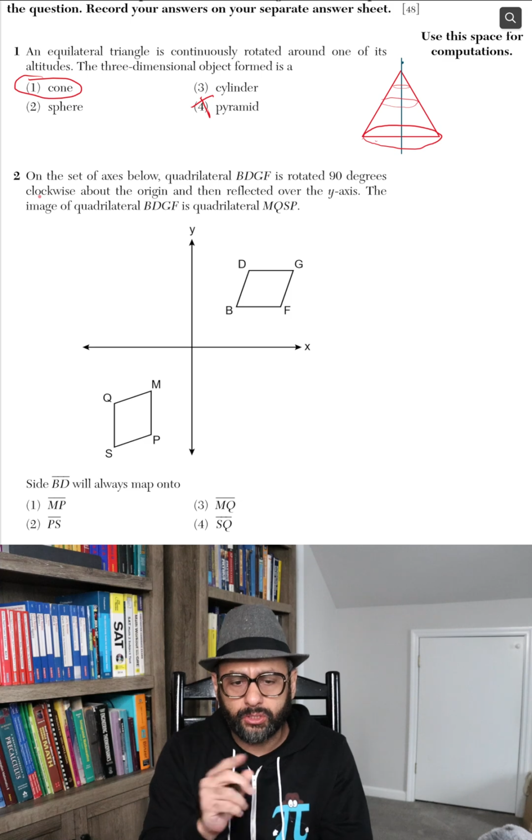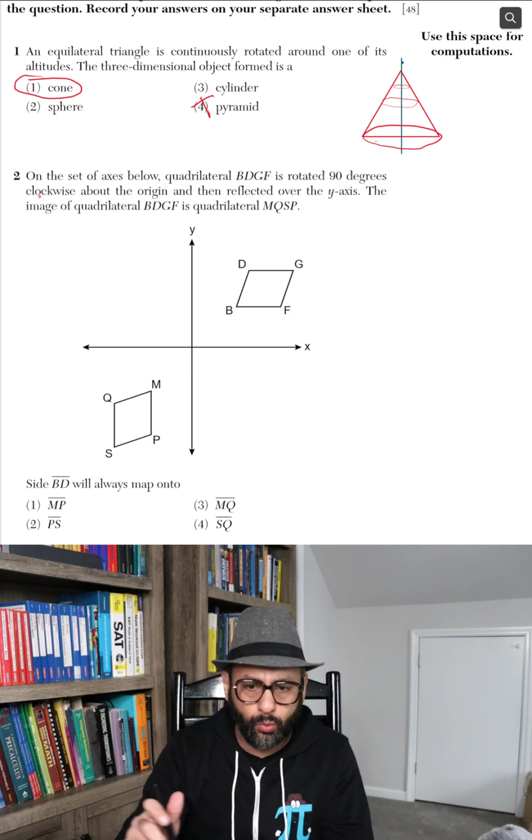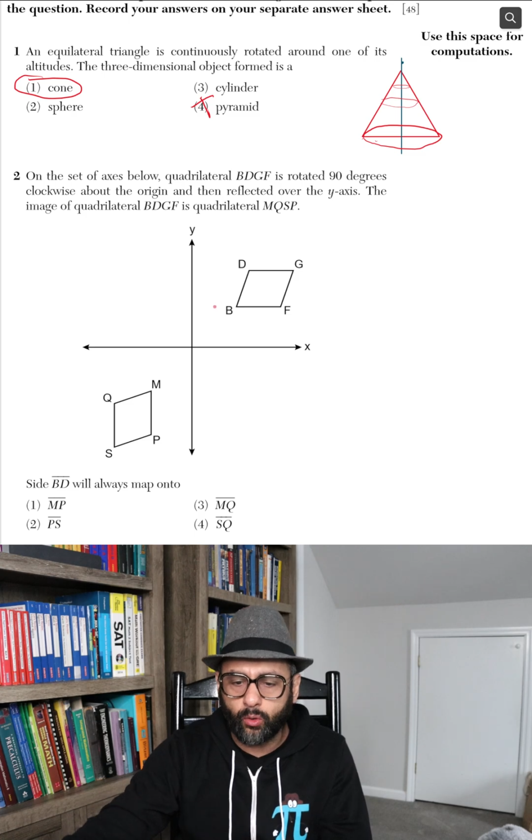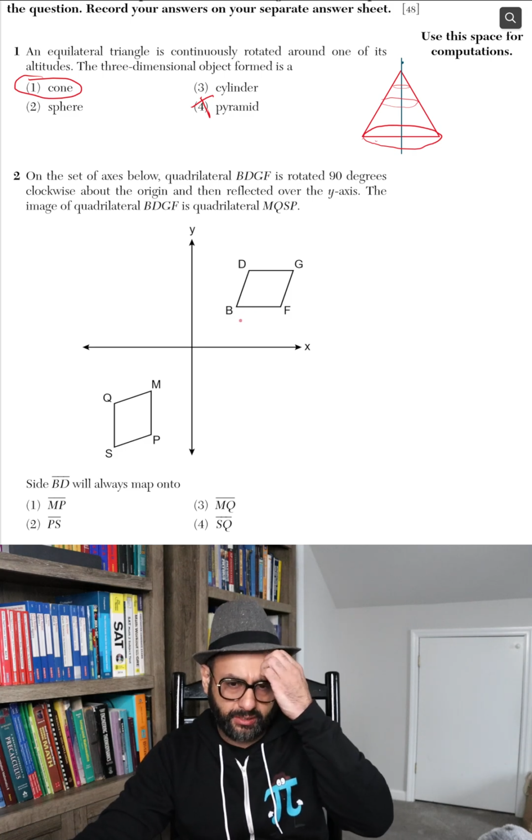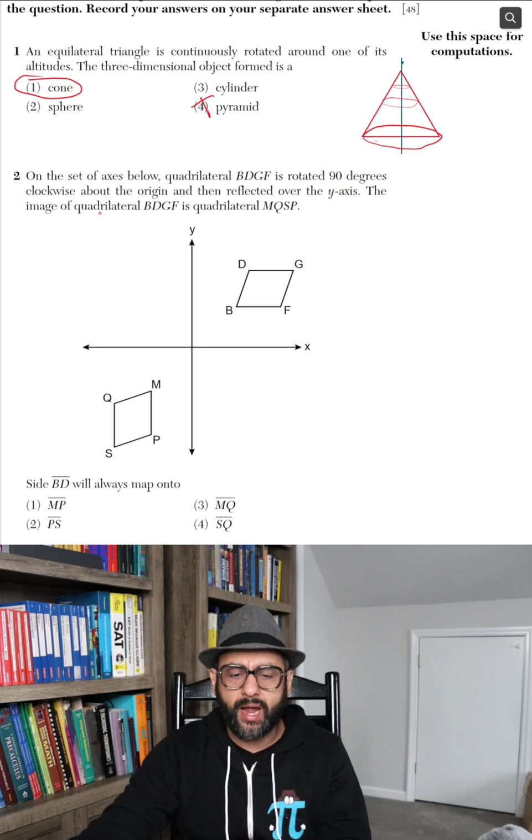On that note, number 2 says that on the set of axes below, quadrilateral BDGF, in that order, is rotated 90 degrees clockwise about the origin and then reflected over the y-axis. So clockwise, and then reflected over the y-axis. The image of quadrilateral BDGF is quadrilateral MQSP, in that order.